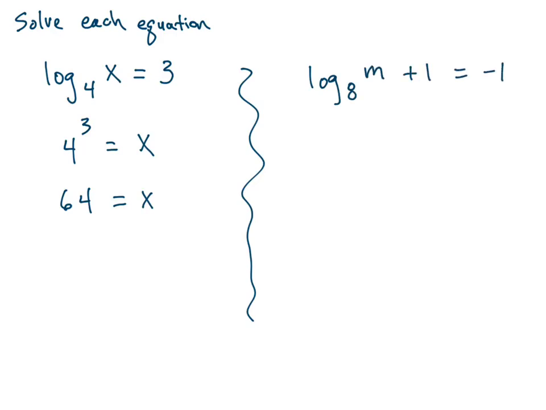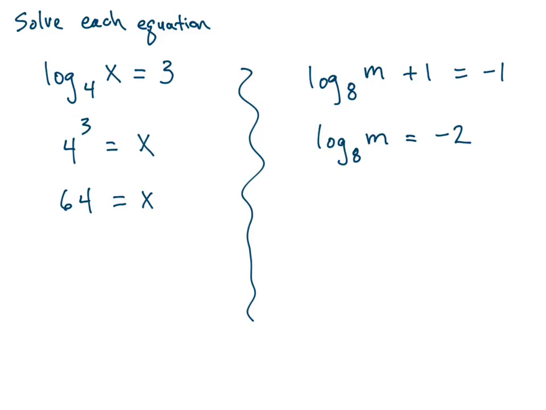So if I had one that was a little more complicated, log base 8 of m plus 1 equals negative 1, I want to try to get the logarithm by itself. So my goal is to get the log and anything inside it by itself. So this is what I'm trying to isolate. So I need to get rid of this plus 1 business right here. So we're just going to subtract 1 on both sides for this one. So that'd be log base 8 of m equals negative 2.